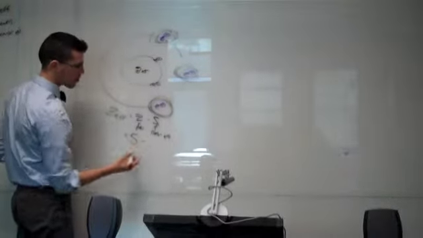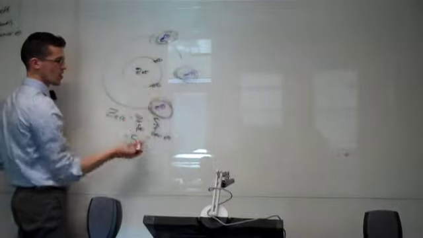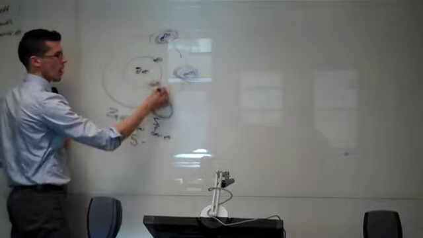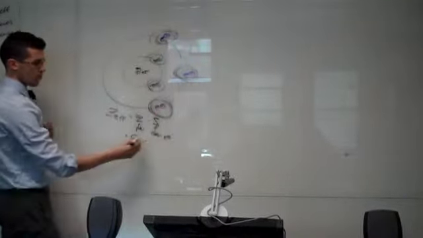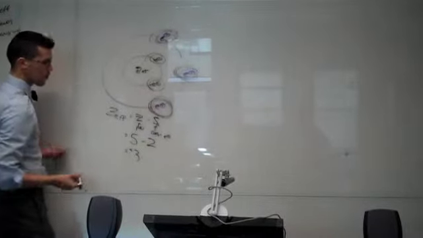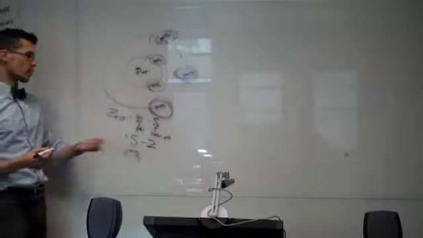5 minus 3. This is 5 minus how many? Now this is core electrons. These are valence electrons. So how many core electrons do we have? We've got 2. 5 minus 2 is 3. So our effective nuclear charge here is 3.